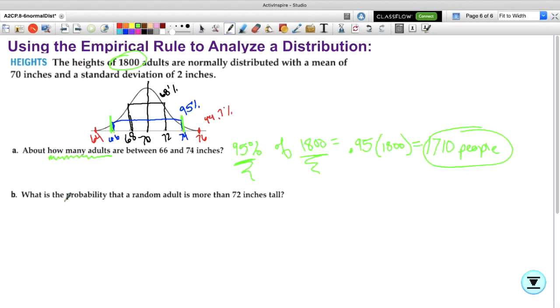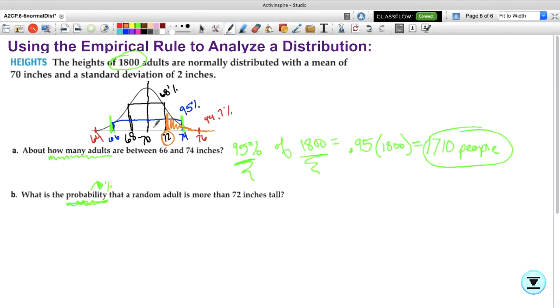Next, they ask, what is the probability? Now, probability, you've seen it, can be theoretical or it can be experimental. In this case, it's kind of experimental because it doesn't have to model this curve exactly. But probability is also represented as a percentage, right? So when they say what probability, you could change it to what percent chance is there that a random adult is going to be more than 72 inches. So we're going to come up to 72, right here. And if they're more than 72, we're talking about this area in our curve. Boom, just like that.